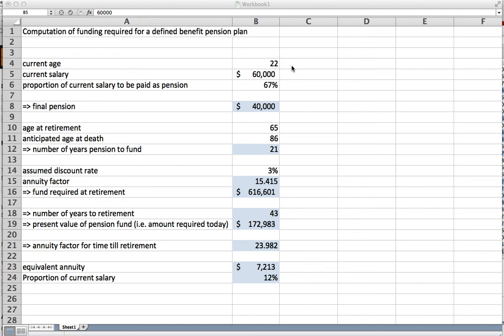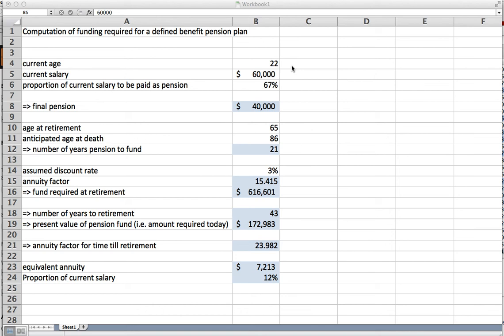Hello. What I want to talk about in this example is how one might compute the funding that would be required for a defined benefit pension plan, and to show that it's not completely unreasonable and that defined benefit pension plans are still affordable as long as they're not abused. So what we have here is a spreadsheet which we're going to work through.